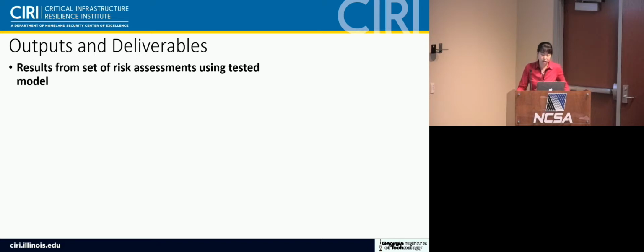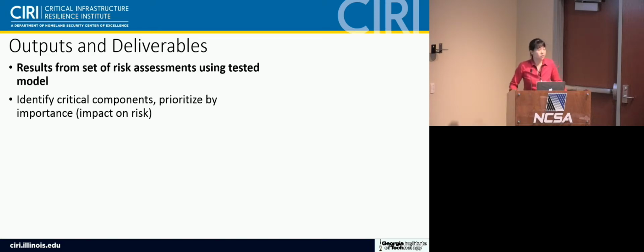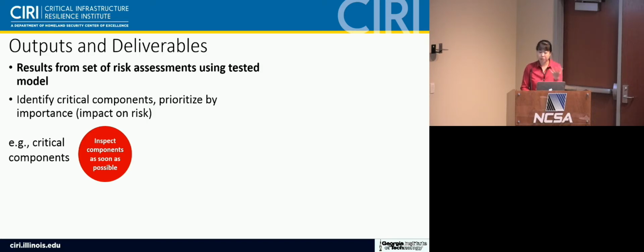at. And then the results from a set of risk assessments is our second main output and deliverable using this tested model. So as I mentioned before, we want to be able to identify critical components and to be able to prioritize these components in terms of an impact on risk. And so one example that we started with is for critical components, we could have maybe 3 states.